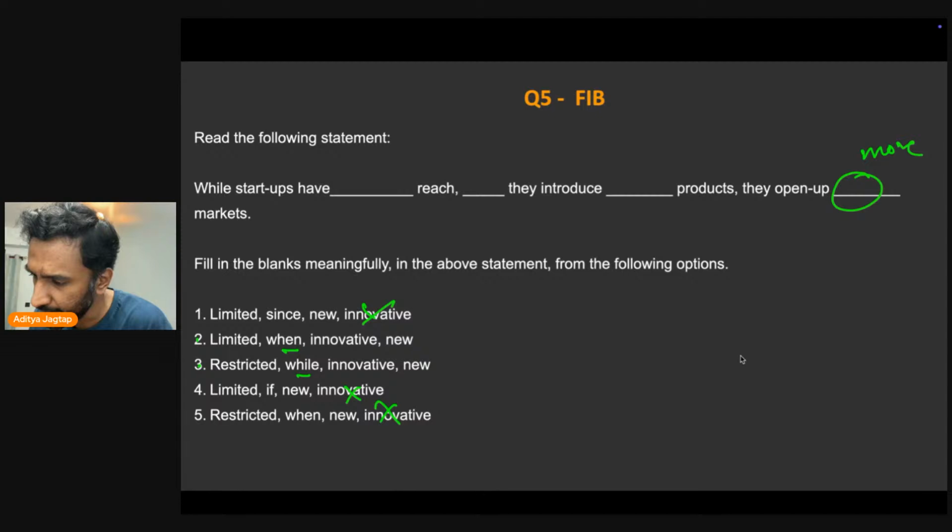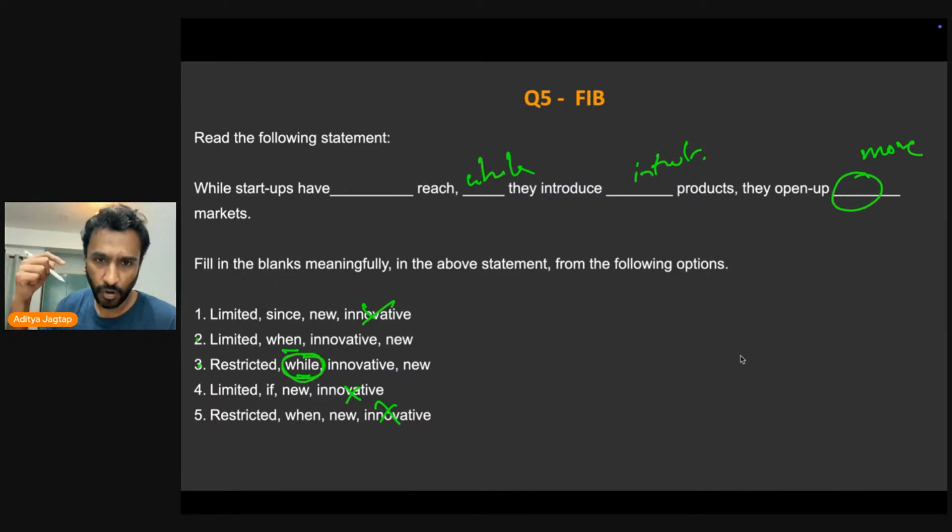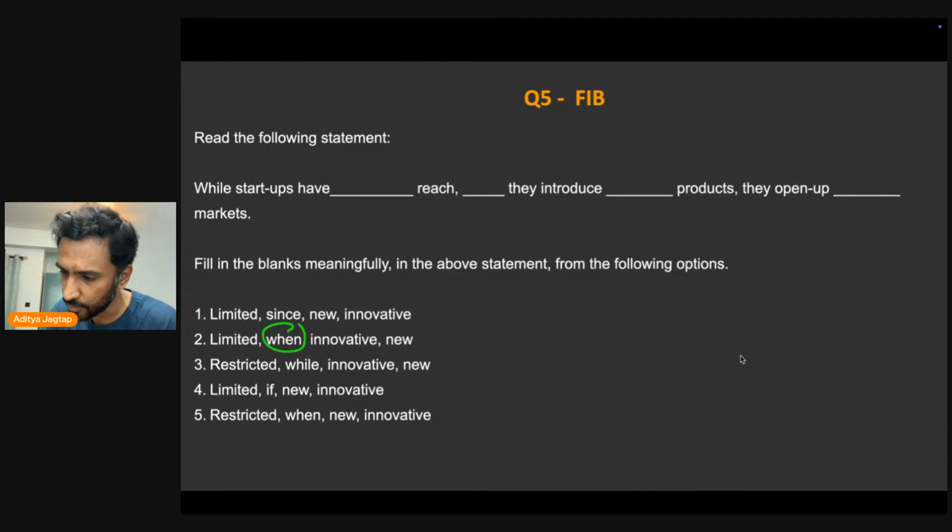All right. So while they introduce innovative products. So this does not make sense, right? It's actually the change of them introducing new products that leads to the new markets opening up. So the change is when they introduce new products. So startups have limited reach when they introduce new products, or innovative products. They open up new markets, right? So I estimated my way to the answer.